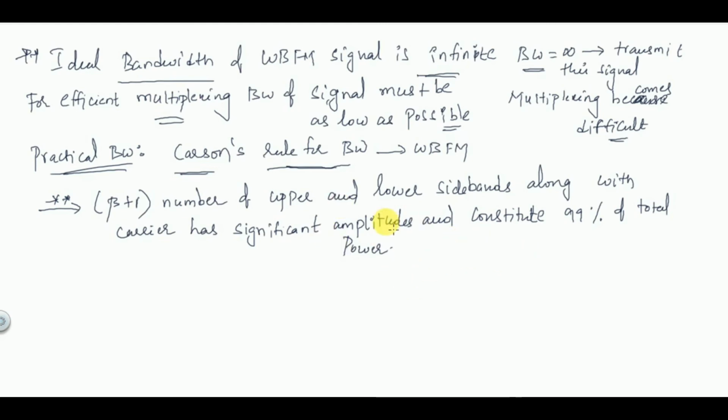This means that suppose you take beta value equal to 2. Beta plus 1 means 3. So 3 upper sidebands and 3 lower sidebands. First one is the carrier, which is Fc, and then 3 upper sidebands. This is Fc plus Fm, this is Fc plus 2 Fm, and this is Fc plus 3 Fm. 3 upper sidebands and 3 lower sidebands.